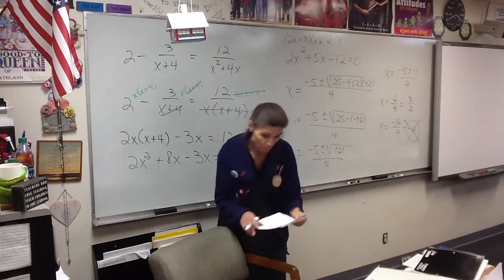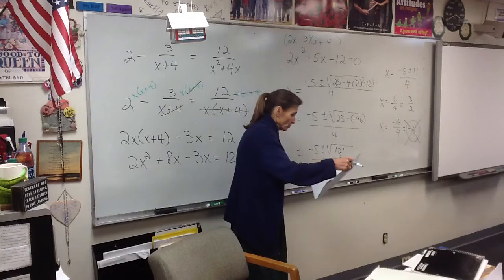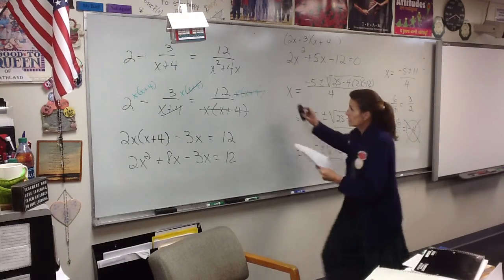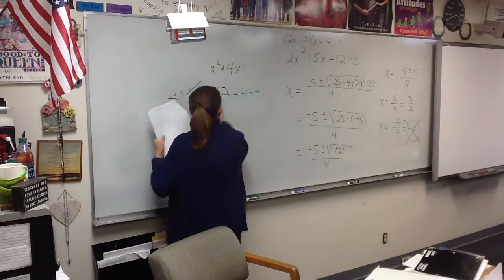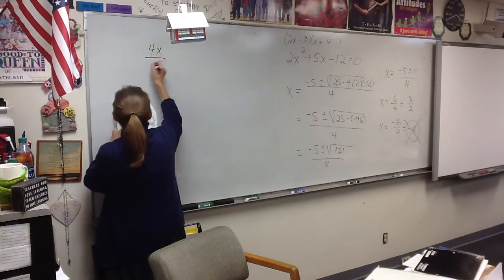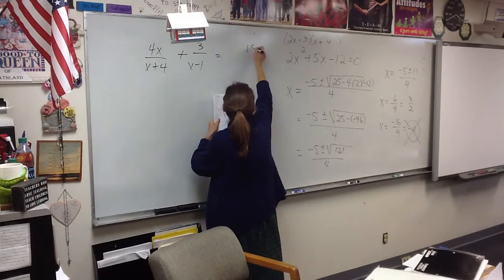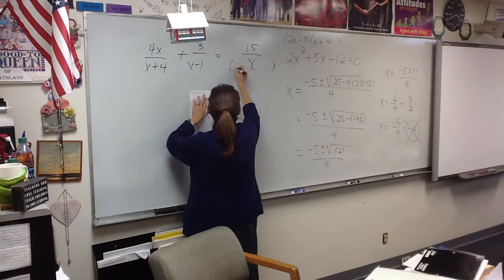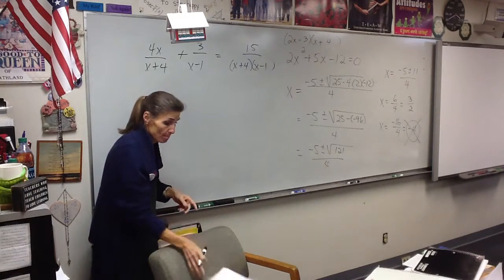All right, let's try one more. Oh, wow, this is a big one, number 5. How shall we begin, number 5? Factor the denominator. How will the denominator factor? X plus 4, x minus 1. That's good news, isn't it? Yeah.